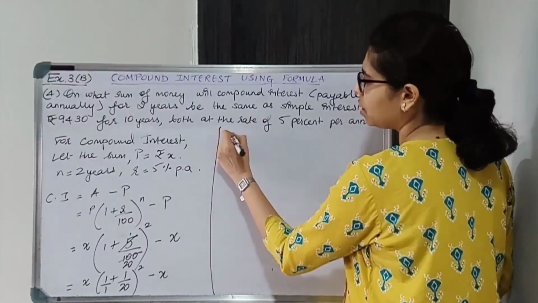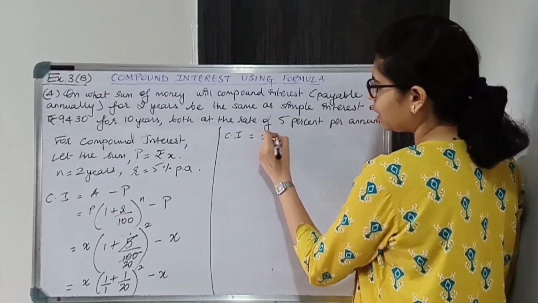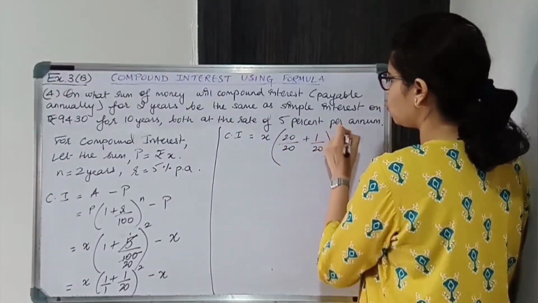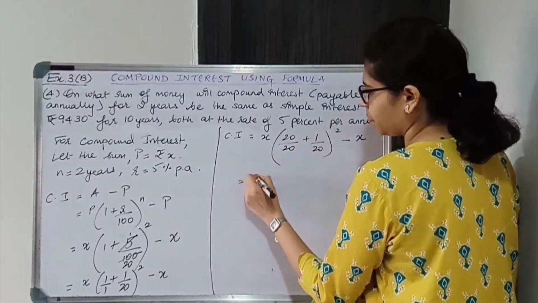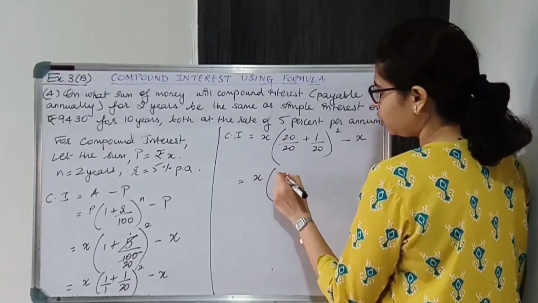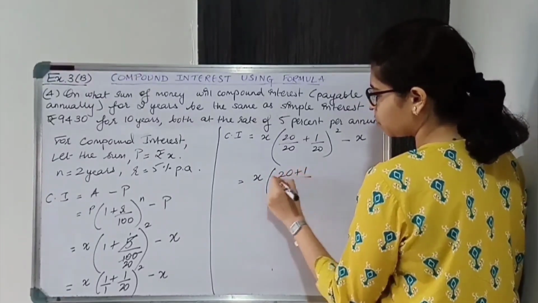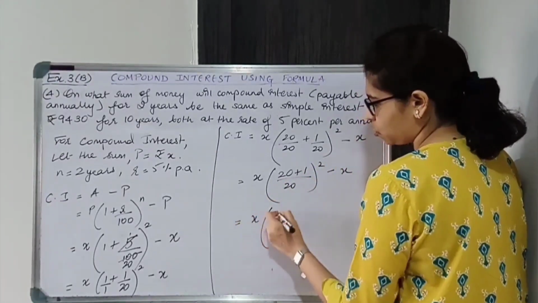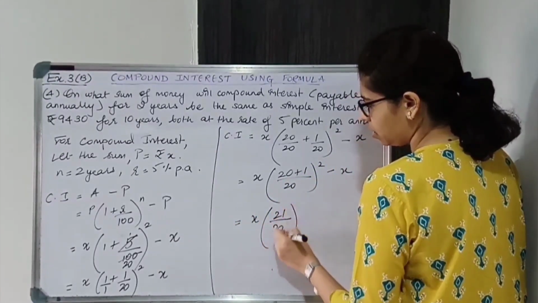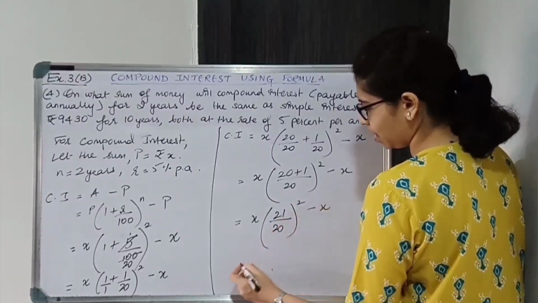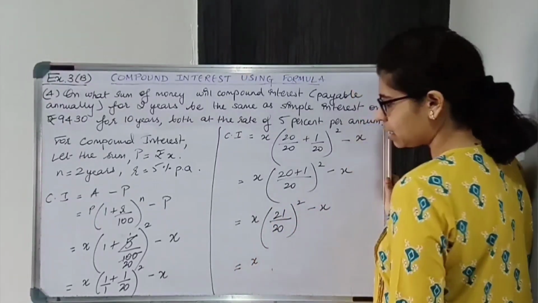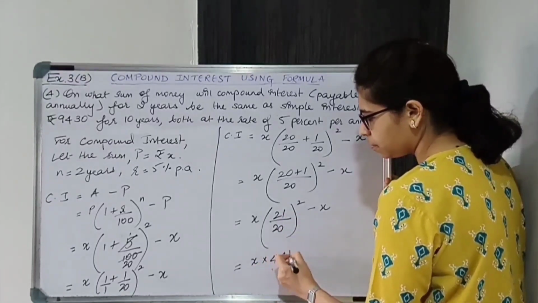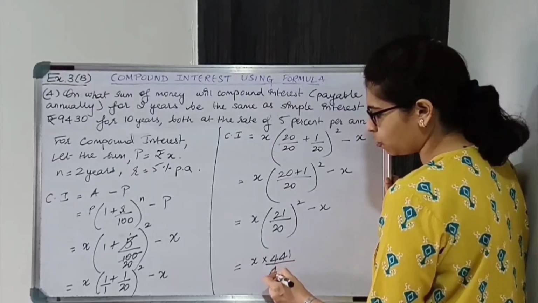Okay, so CI is equal to X into 20 upon 20 plus 1 upon 20 raised to 2 minus X. So X into 20 plus 1 upon 20 raised to 2 minus X. So here we get 21 upon 20 squared minus X. So X into 21 squared is 441 and this will be 400.